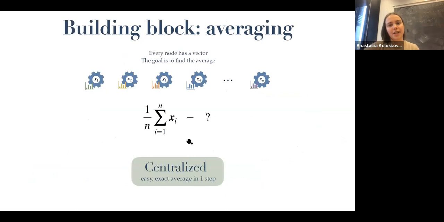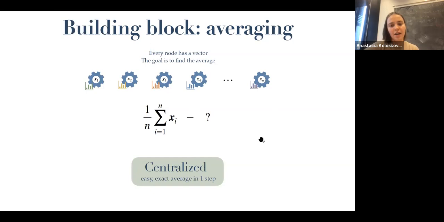Okay, let's take one step back and look at a slightly different problem, which is the averaging problem, distributed averaging. This problem is a building block of all the centralized and decentralized algorithms, so it's important. We have several nodes, and every node has its own local model, some vector. If there are any questions, feel free to ask and interrupt me at any point. So every node has its own vector, and the goal is to find the average of all these vectors distributedly stored on different nodes.